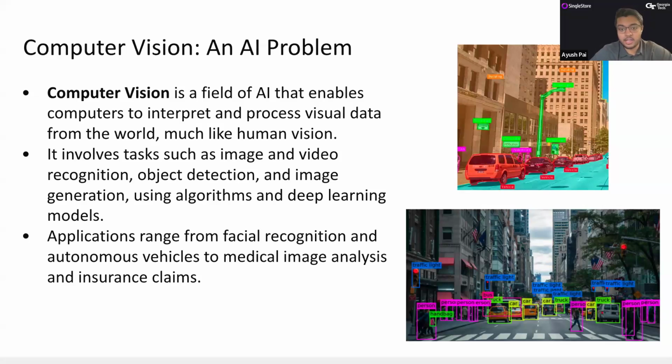In practice, computer vision is employed across a diverse range of applications. It's the technology behind facial recognition systems on your phone, for example, or enhancing security. It's vital in the operation of autonomous vehicles that navigate our streets today. In the medical field, it's critical in analyzing imagery for diagnostics. And within the insurance industry, it's becoming a tool to assess and process claims with greater accuracy and efficiency.